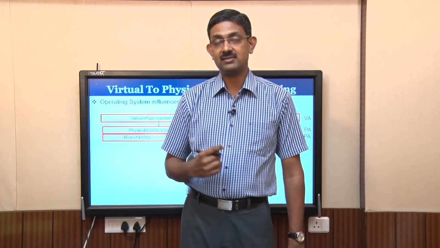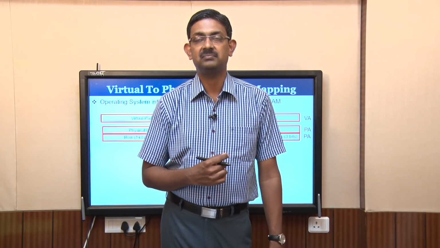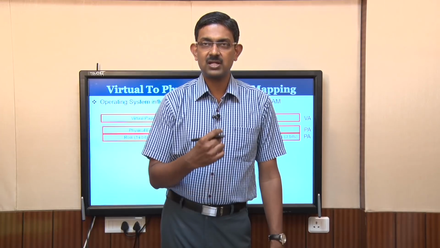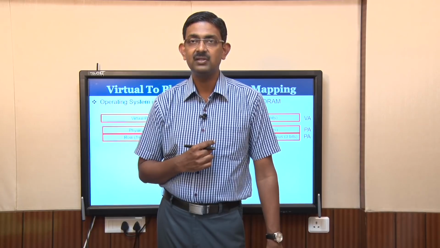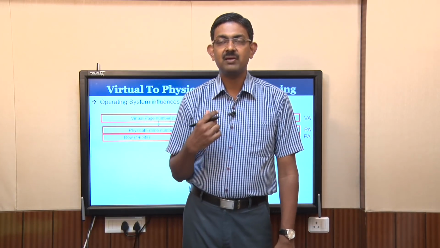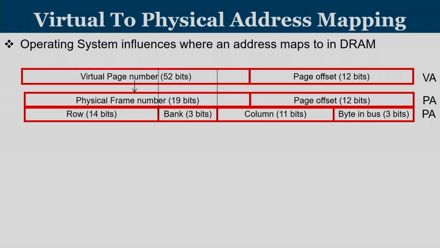Now while you give an address, it is the operating system that gives the address via a page table or a memory management unit. So when you translate an address from a virtual address to a physical address, whatever frame number you give has a significant say in whether banking will happen or interleaving will happen. So the operating system in short can influence where an address maps into a DRAM. You are giving a virtual page number, and using a translation lookaside buffer or a page table, the virtual page number is converted to a physical frame number.